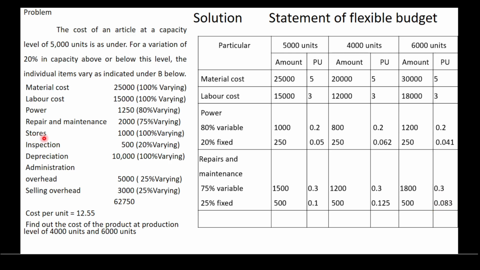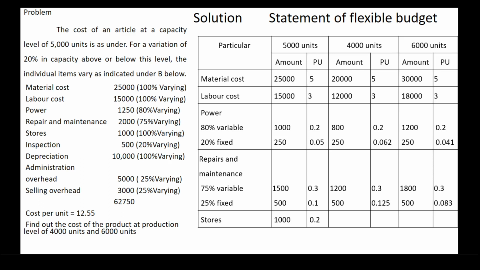And the next one, that is the stores. The amount of the stores is rupees 1000. Here the 100% is varying. So here the stores amount is 1000, of which 100% is variable. So we enter the stores amount as rupees 1000. This whole amount is variable, there is no fixed cost. Okay, so this 1000 is divided by the 5000 units. So now the cost per unit is 0.2.